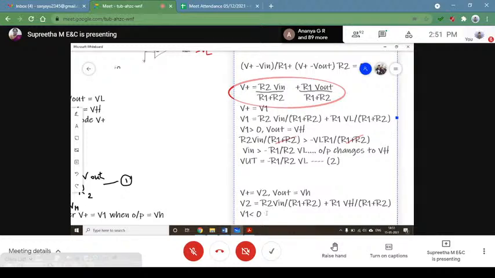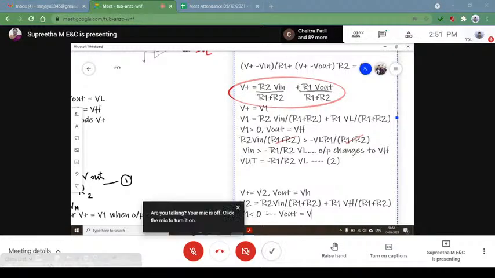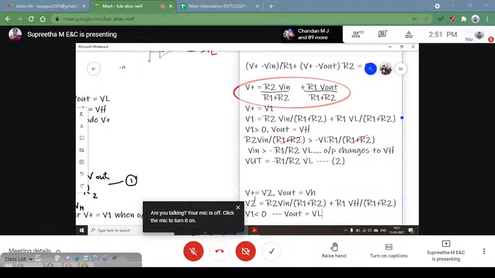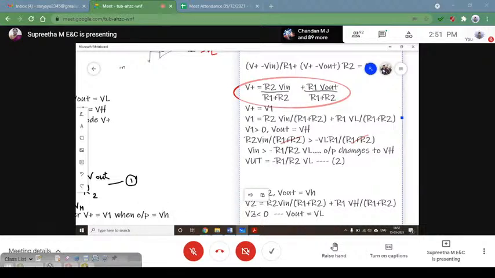Now what happens when V1 is less than 0? What will be the output voltage? The output will be equal to VL. So now when V2 is less than 0, I'm sorry for this, V2 is less than 0, so I get the output voltage to be VL.